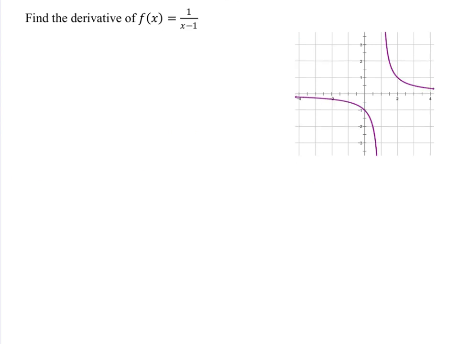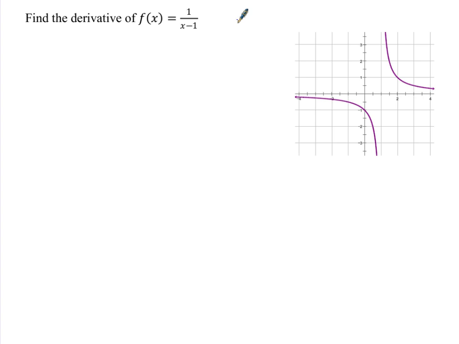All right, find the derivative of f of x equals 1 over x minus 1. We have that function sitting here. What do you see on this graph? We're going to have a vertical asymptote. Looks like about what? Coincidence that we have a minus 1 sitting here? No. Probably not. So let's just keep that in mind and let's find that derivative.